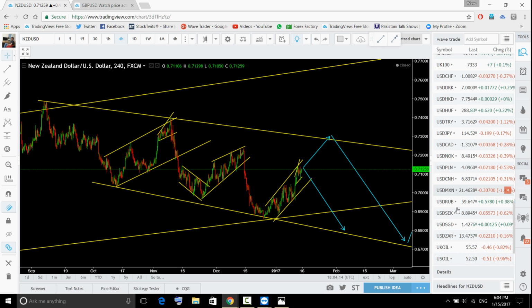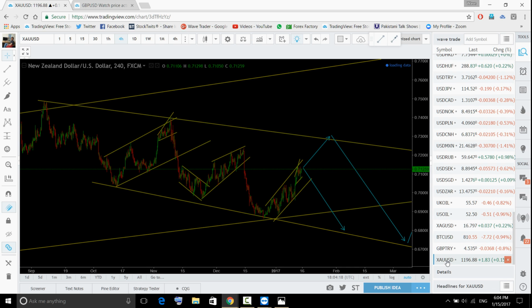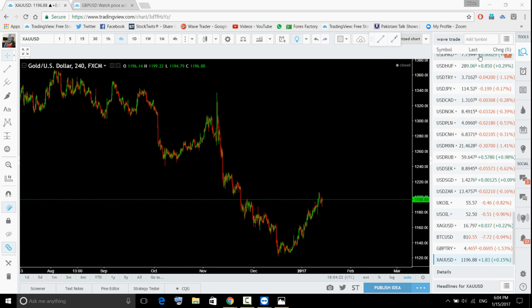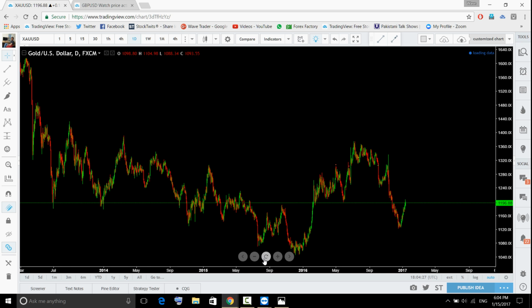So a couple of other pairs left, so we're going to look for gold. We will see the rest tomorrow, those we're not going to cover today.